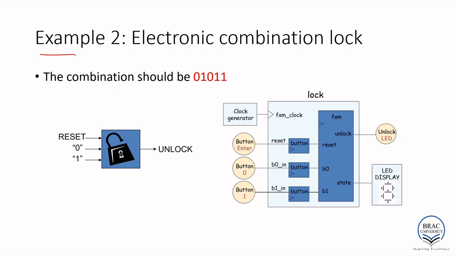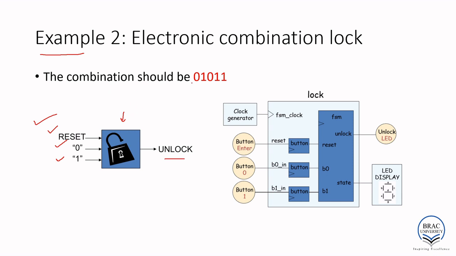Now another example we will be seeing is the electronic combination lock. So here we have the diagram of our system. We have a reset button, an input for 0, an input for 1, and we have the unlock signal. So this is some sort of an electrical lock.